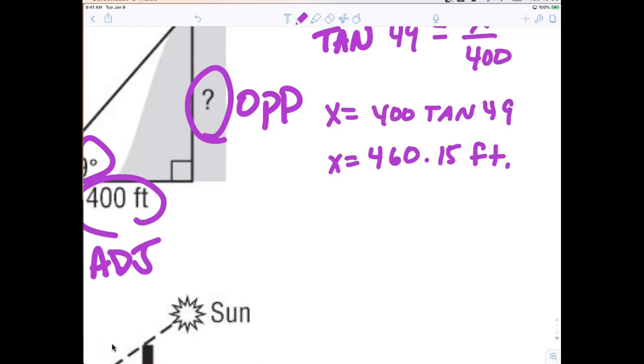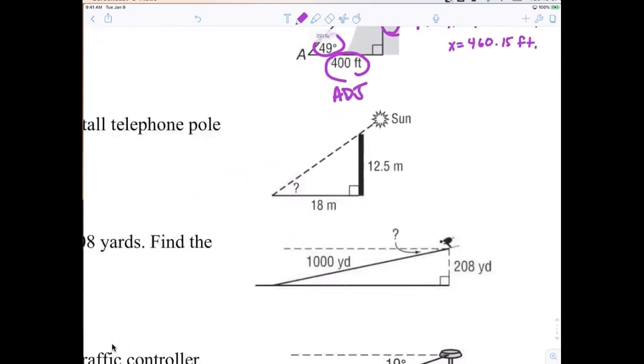Now, what I'm trying to get you to do is tell me if you're not sure about how we did that, speak up now. I want you to type in on your calculator 400 tangent 49. That's how we did that. Good. All right, anybody else? All right, let's read the next one.